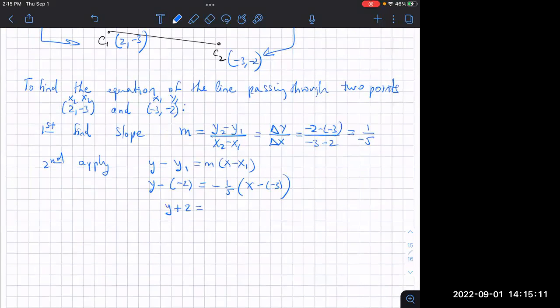And then just simplify that. We would subtract 2 from both sides. Let's open the parentheses on the right side first. So it'd be negative 1 over 5 x, and then negative 3 over 5. Okay, now you can subtract that 2 on both sides.